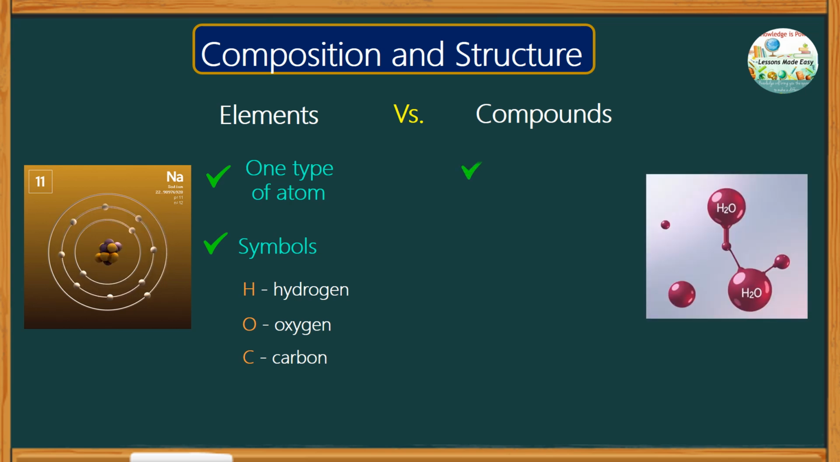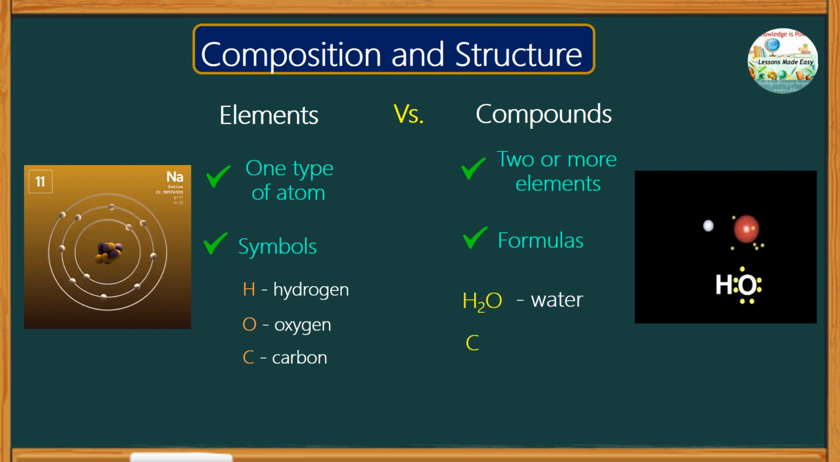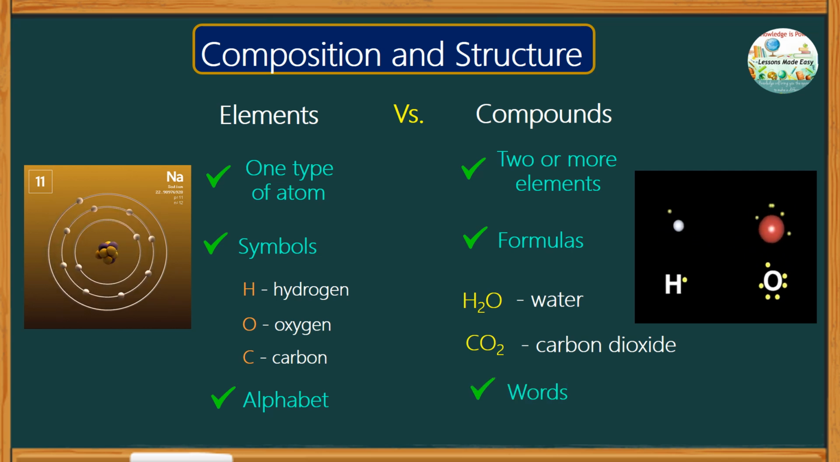Compounds, on the other hand, are made up of two or more elements bonded in fixed ratios. They have a complex molecular structure and new properties emerge from bonding. They are represented by formulas like H2O for water or CO2 for carbon dioxide. So in short, elements are like the alphabet of chemistry, and compounds are like the words we build from those letters. This is how almost every compound on Earth is made through the bonding of elements.